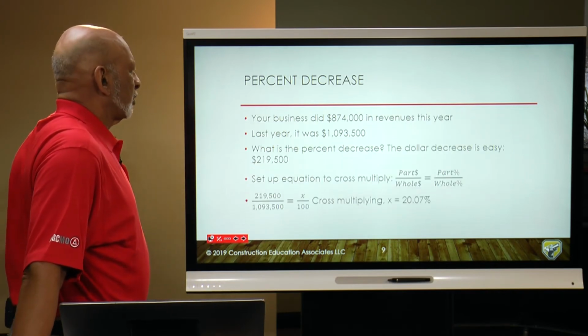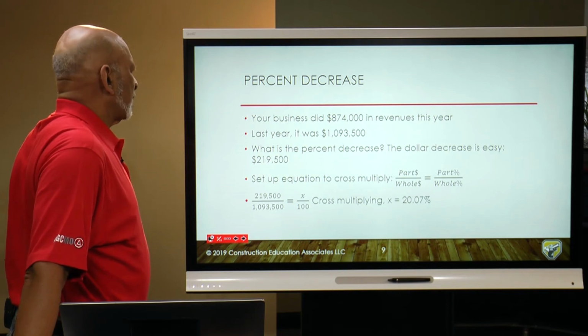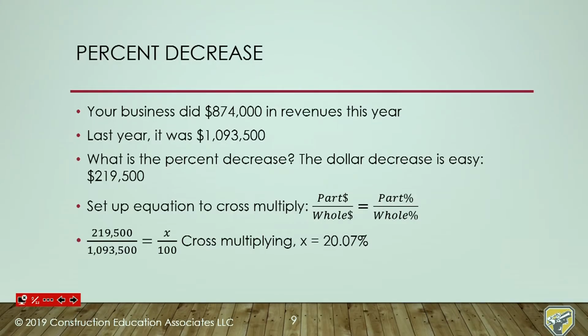Here's a percent decrease for a business. So your business did $874,000 in revenues this year. But last year you did $1,093,500. So what is the percent decrease? The dollar decrease is easy. You simply subtract these two numbers.